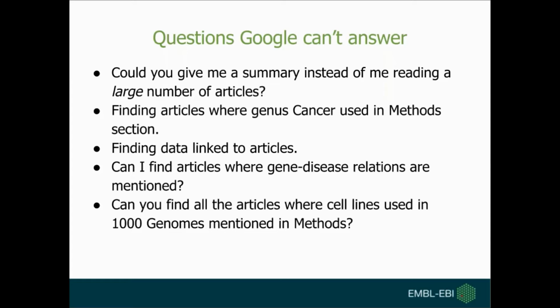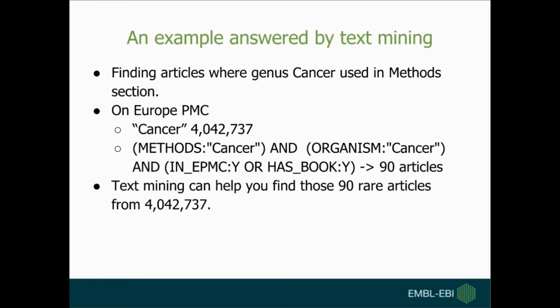And sometimes you want to find articles where the genus Cancer is used in method sections. And another example is finding articles where data is used and mentioned, and especially with links to get those data. So these are questions that Google cannot answer. And this is one good example where text mining actually can help you.